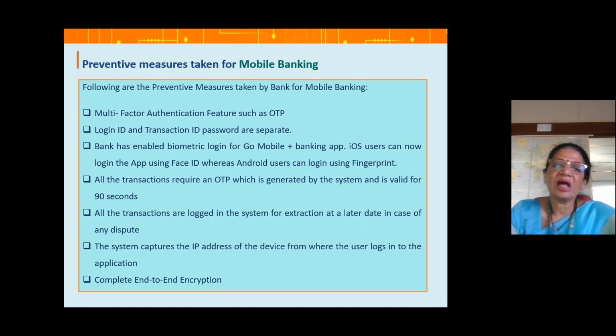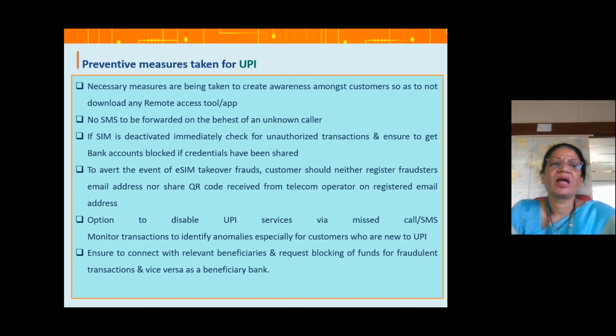All the transactions are logged in the system for extraction at a later date in case of any dispute. The system captures the IP address of the device from where the user logs in, and anytime somebody wants to retrieve the IP address, it is retrievable. Complete end-to-end encryption is there for mobile banking transactions.